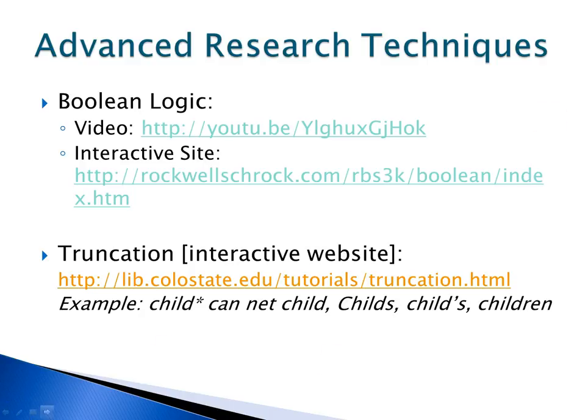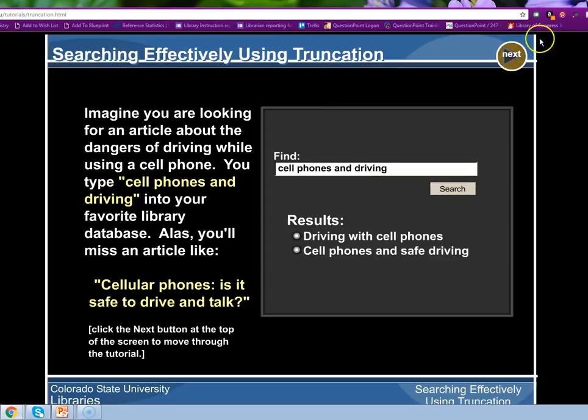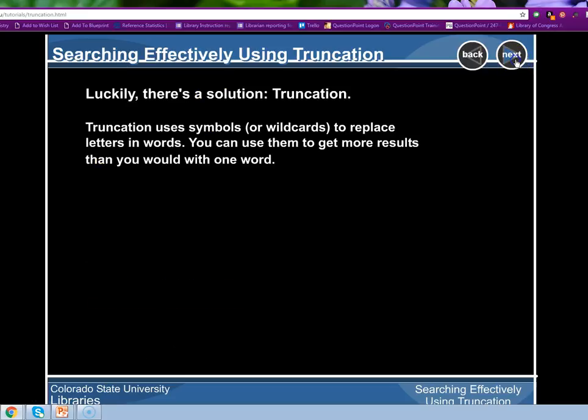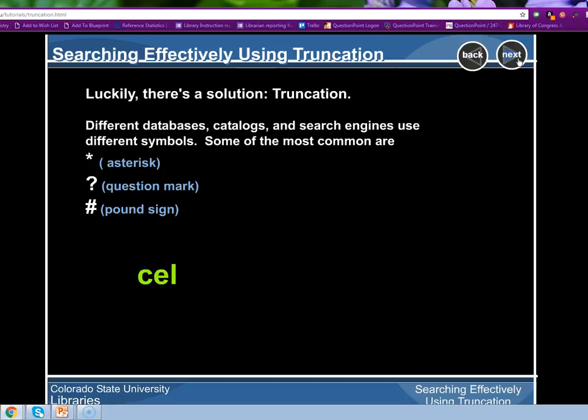If I take a look at a website from Colorado State University, they discuss how to search effectively using truncation. And in their website, they give an example of cell phones and driving. And they take a look at how you can use truncation in order to get more results than you would by itself. Sometimes truncation, and most often truncation, is done with an asterisk. There may be some databases that would use a question mark to replace just a single letter and a pound sign for a different kind of replacement.